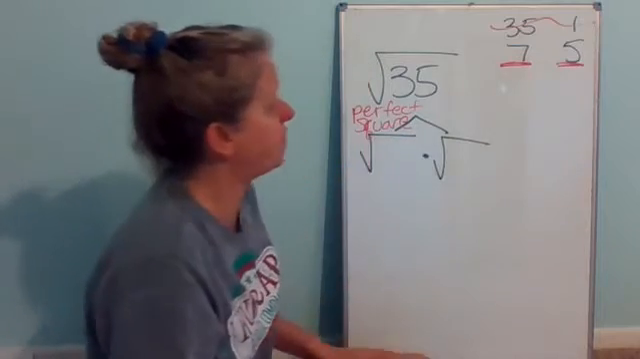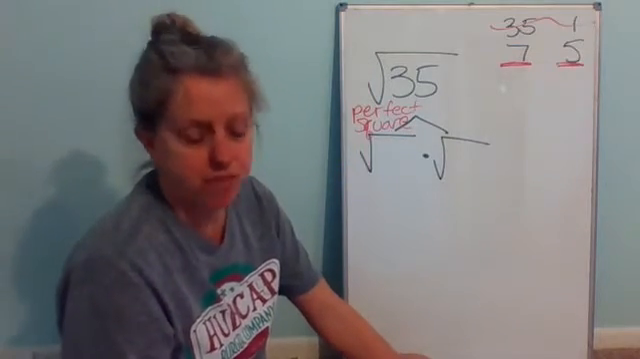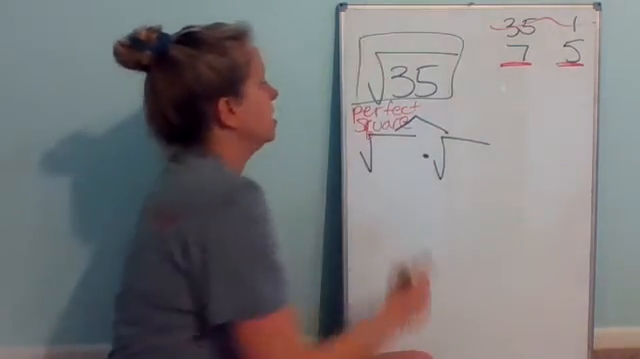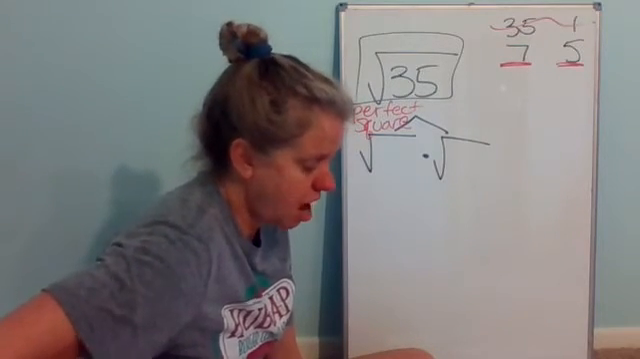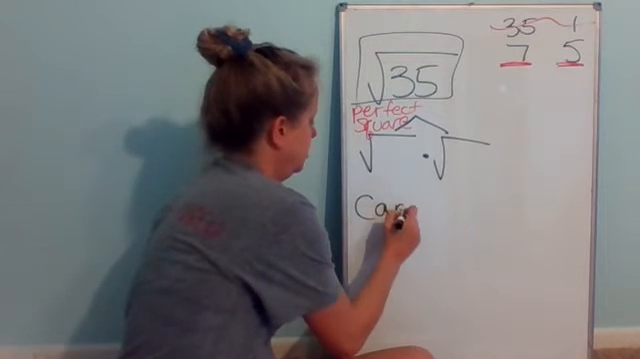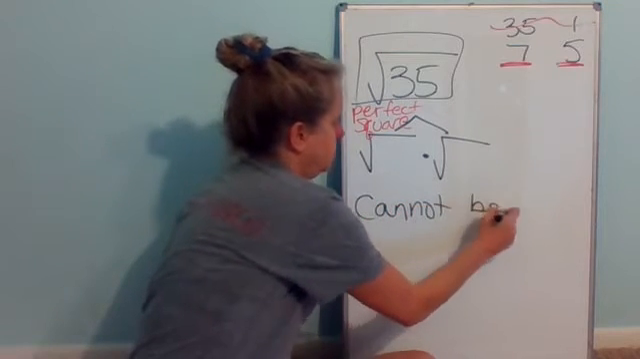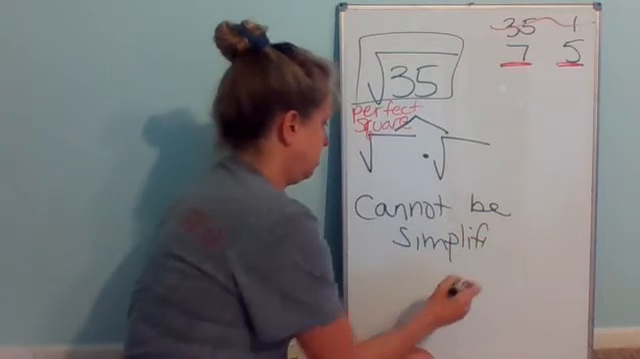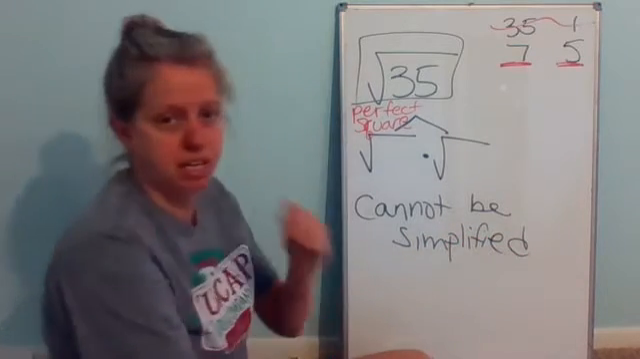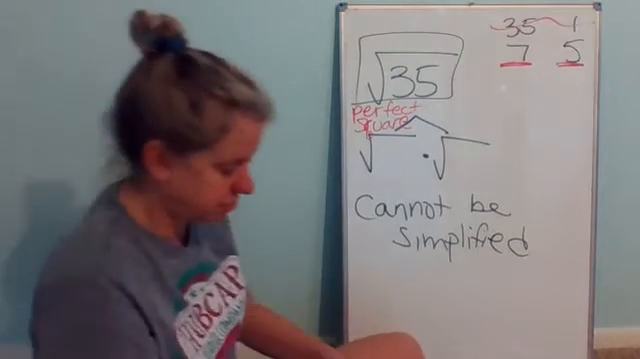Neither 7 nor 5 can be a perfect square, which means this cannot, that's when you're going to check the B option. Cannot be simplified. It already is as simple as it can be. Okay?